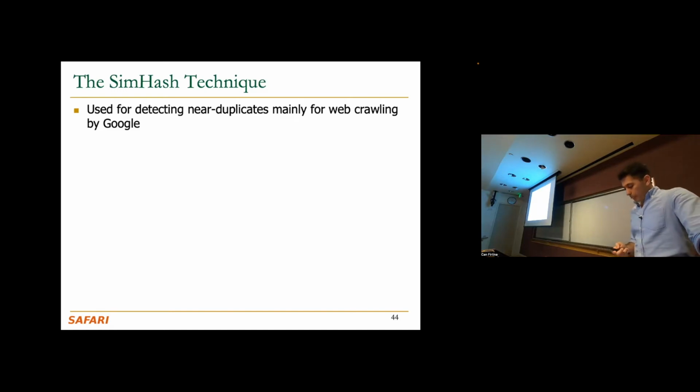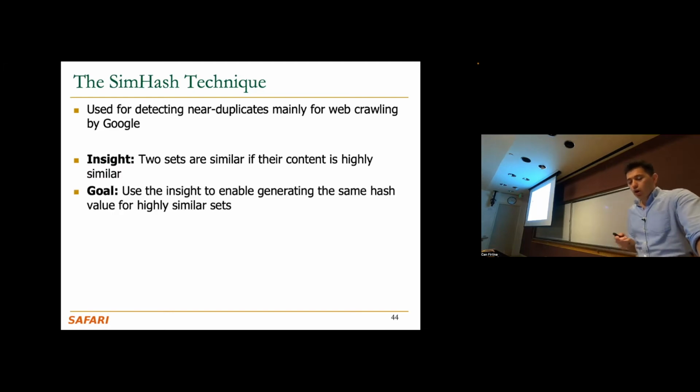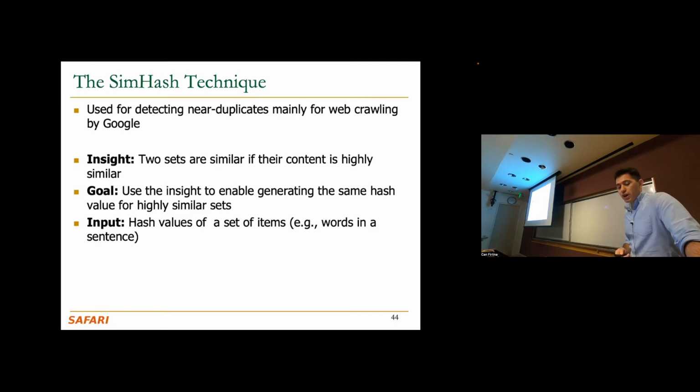So the insight is that two sets are similar if their content is highly similar, right? The goal with the SimHash technique is to use this insight to generate the same hash value for highly similar sets. The input for the SimHash technique is the hash values of a set of items.